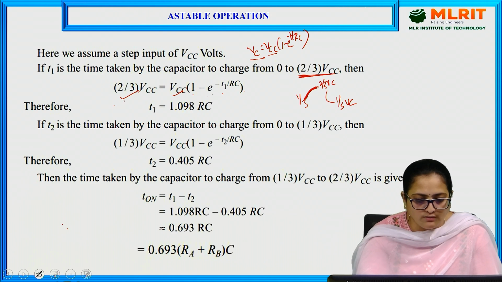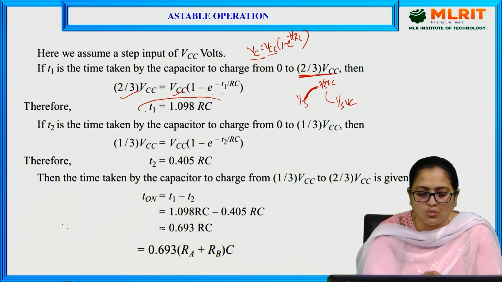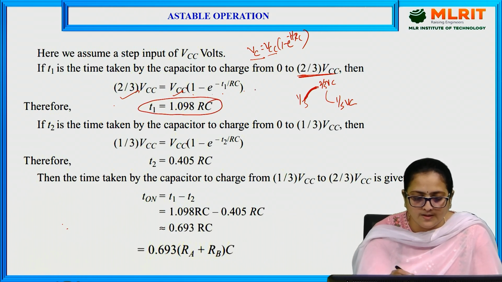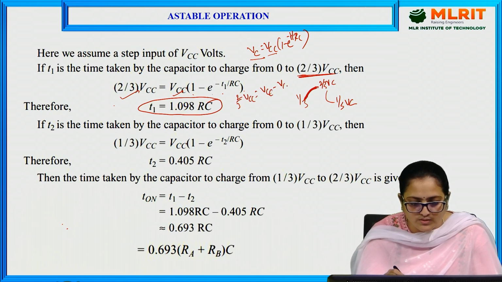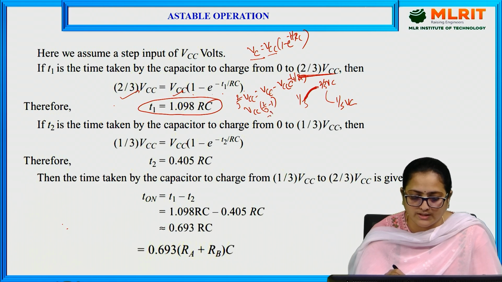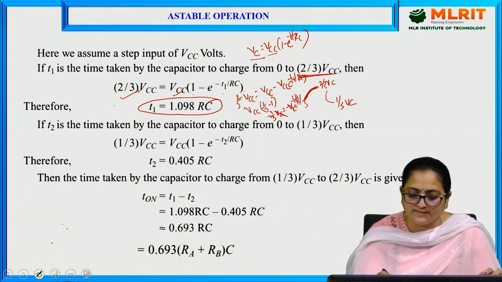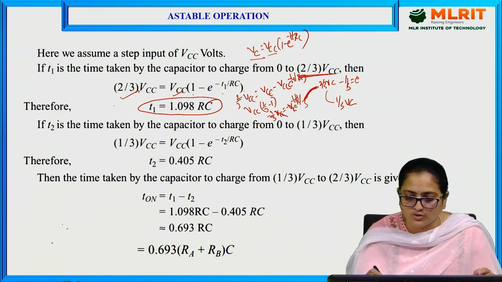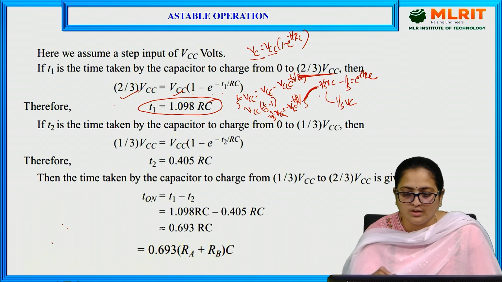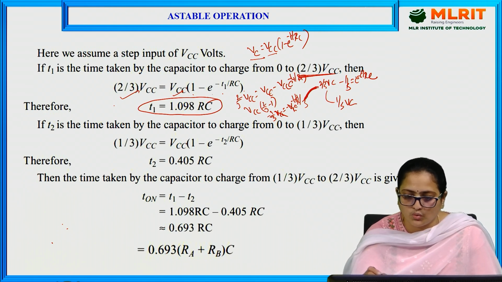If you solve this, you will get t1 is equal to 1.098 RC. Like, 2/3 VCC is equal to VCC minus VCC into e power minus t1 by RC. If we take VCC common, 2/3 VCC minus 1, so it will be minus 1/3 VCC is equal to minus VCC e power minus t1 by RC. These two VCC cancel out and you will get minus 1/3 is equal to e power minus t by RC, where you can write minus t is equal to 1/3 log RC.